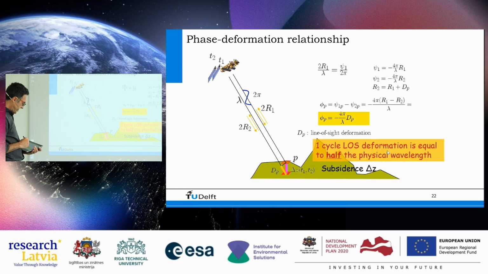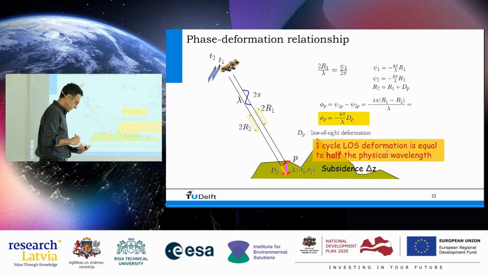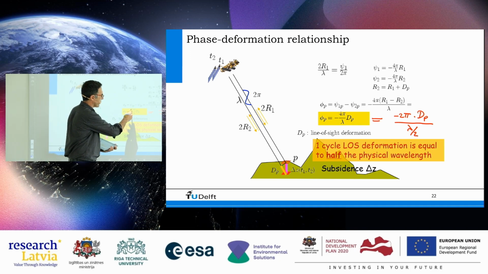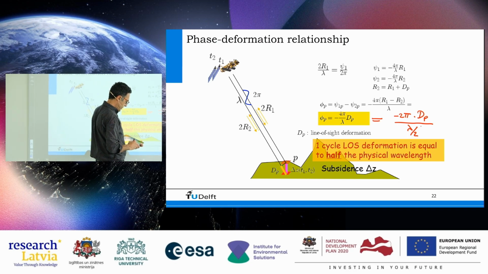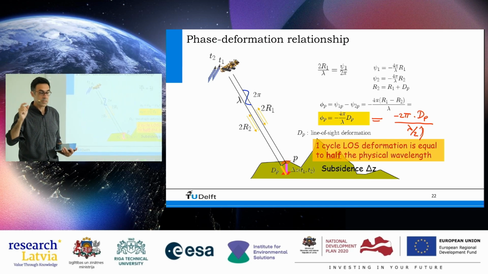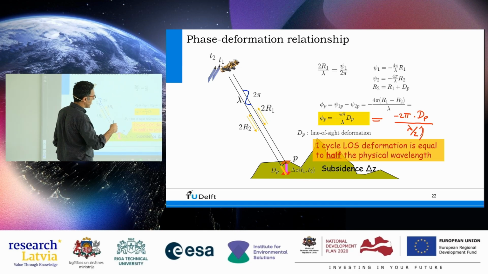What is also interesting to see here is that this is the same as minus 2 pi times dP divided by lambda divided by 2. Right? This is the same equation. The 4 pi goes down over here. So this thing here is half of the physical wavelength. If the physical wavelength of the radar instrument is 5.6 centimeters, then one cycle, one fringe, is half of that, so that is 2.8 centimeters. So one full cycle is 2.8 centimeters.